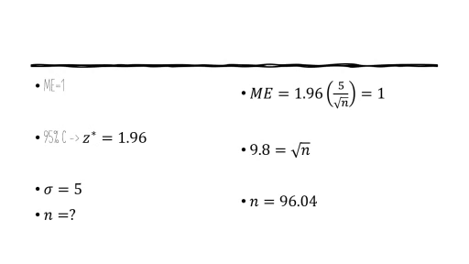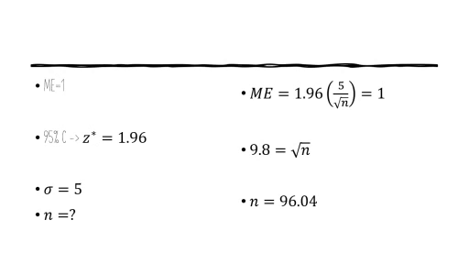And so basically, a quicker formula, if you want to think about it this way, is z times the standard deviation all over the margin of error, squared. Whatever you get from z times sigma all over the margin of error, you square that number, and that's going to be your n value.